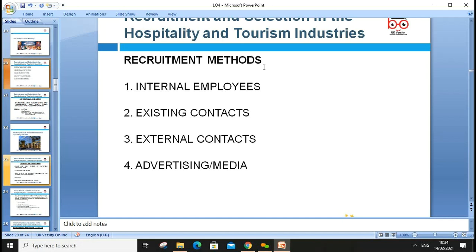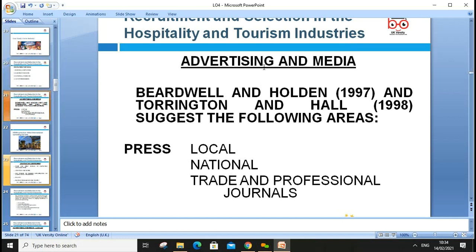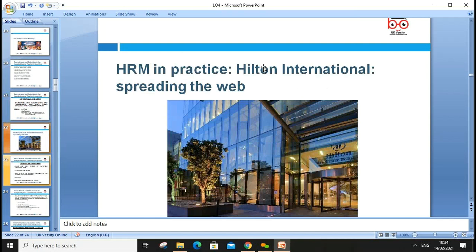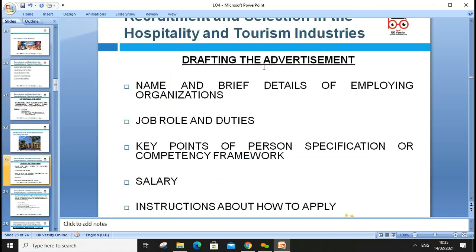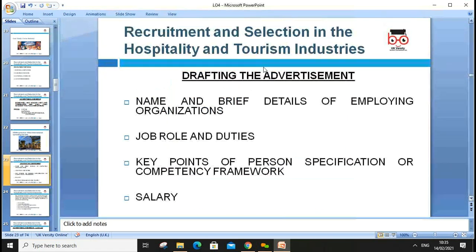Like the case study of cruise, we can look at that and, when they recruit, what sort of quality is required. Then the recruitment methods: internal employees, existing contacts, external contacts, advertising and media. We need to look at local, national, trade and professional journals and magazines, where we advertise this. Okay, HRM in hotels, we can look at Hilton, and how they advertise the jobs. Okay, next, recruitment and selection.